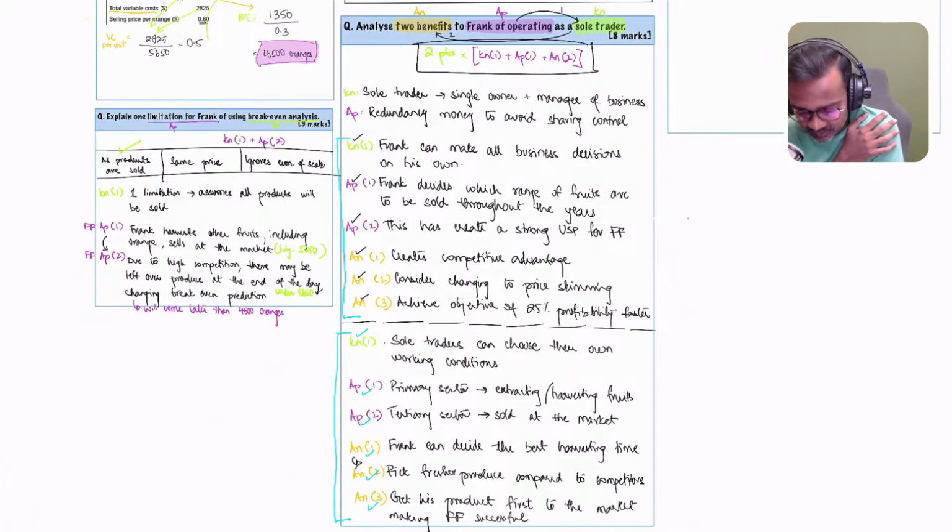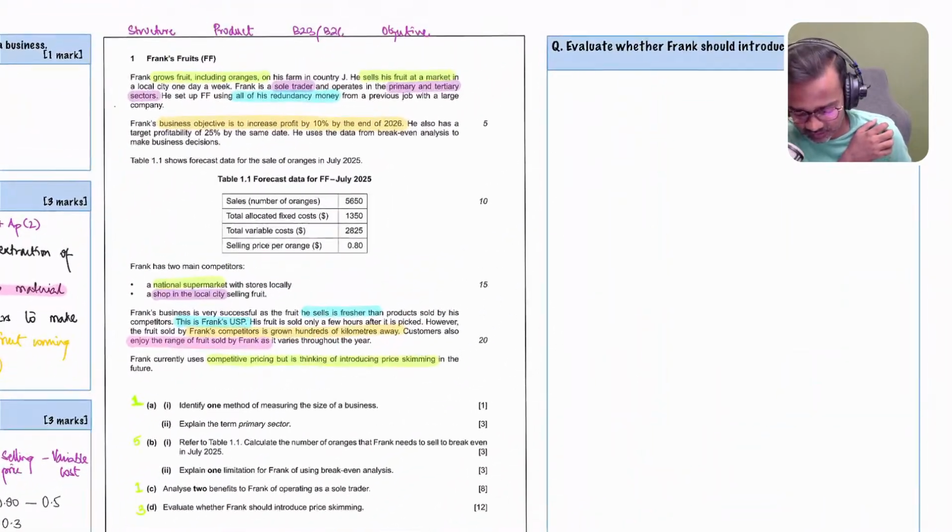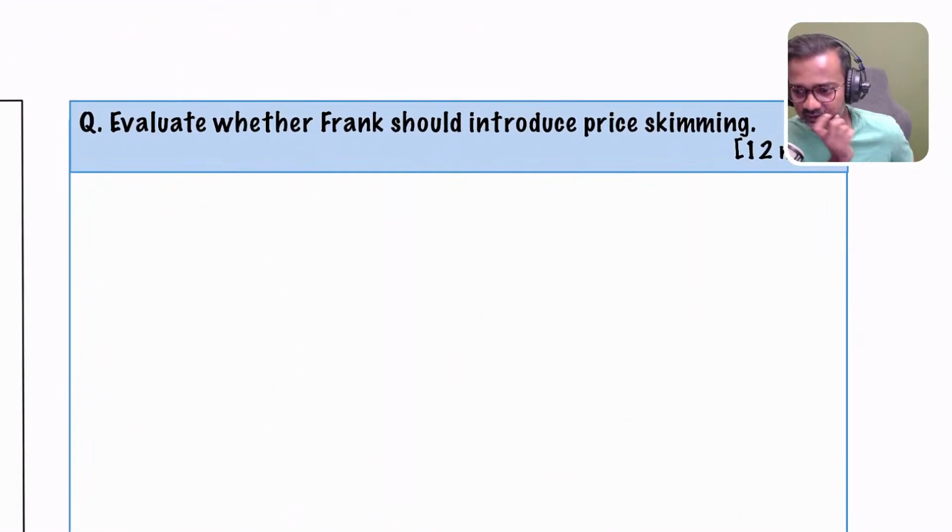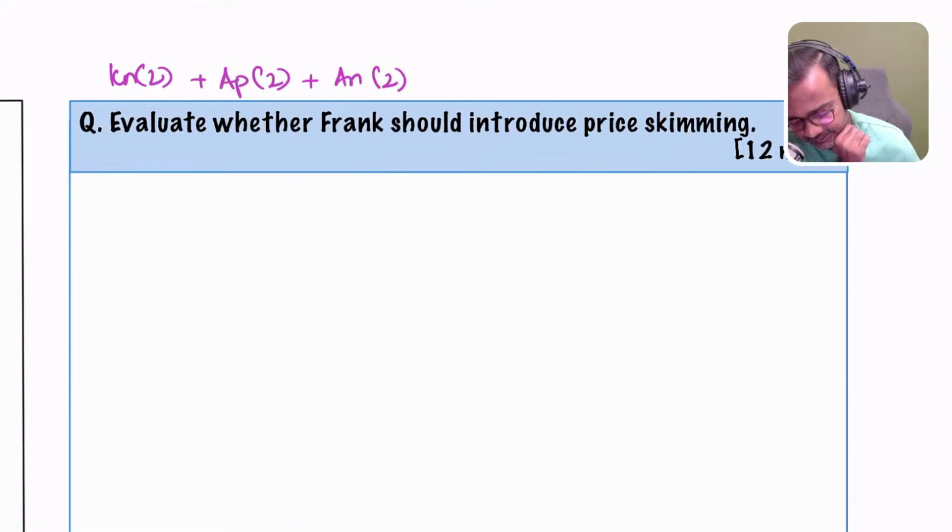So we're now through 3 of the 4 parts. I want to get to the last one now. I know a lot of you may still struggle with 12 markers, so let's look at it. And this one says evaluate whether Frank should introduce price skimming. Okay, a very, very straightforward question. But just reminding ourselves that for any 12 marker, you're rewarded 2 marks for knowledge, 2 for application, 2 for analysis, and 6 for evaluation.